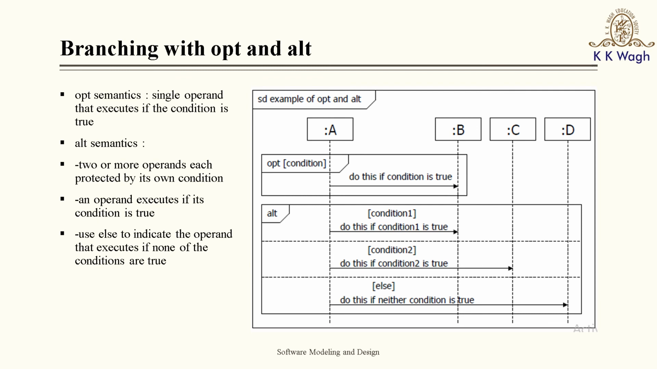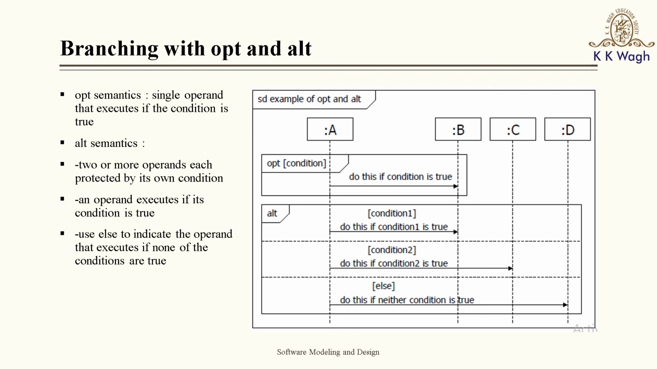Now in this figure, in case of OPT or option, there is no else part. There is only one single operand. If it is true, then it is executed. If it is false, it is not executed. But in case of alt, there is more than one choice. If the first condition is not true, the second will be executed. If the second is not true, the third will be executed. Otherwise, the condition placed in the else part is executed. This is very similar to the if-else syntax of C or C++.